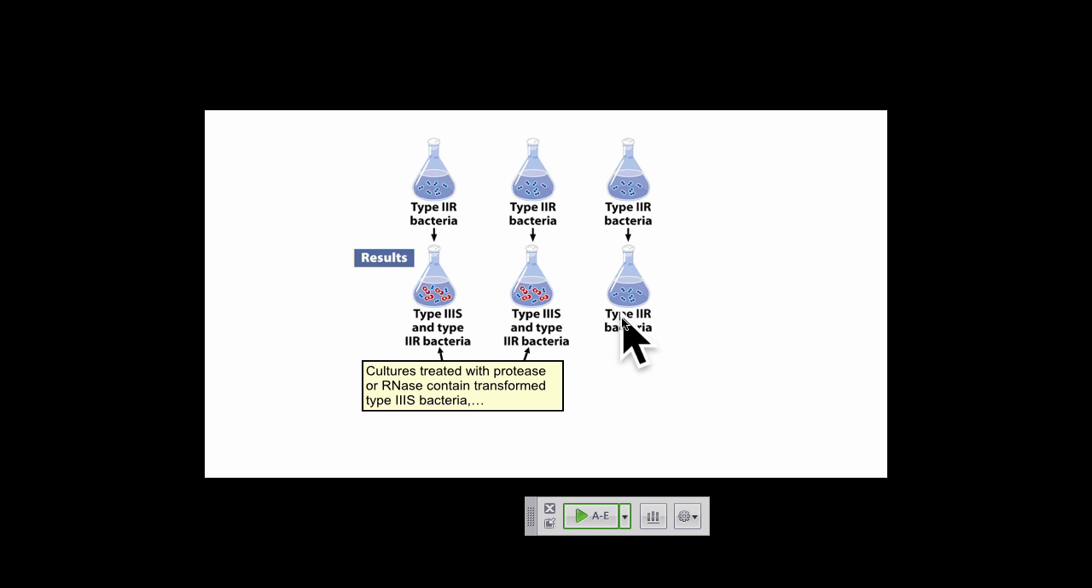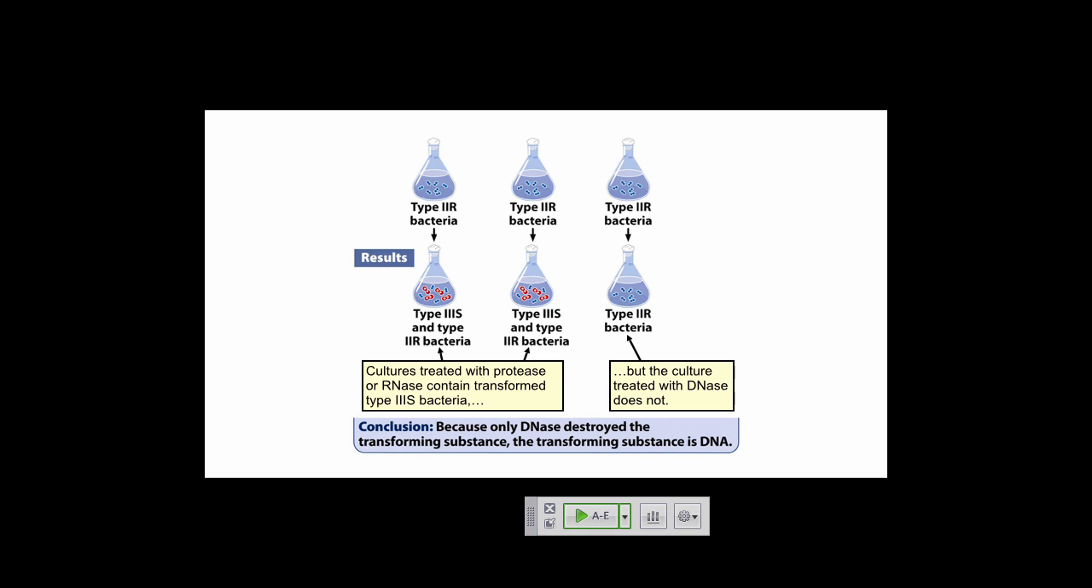These were the samples treated with protease and with RNase. So removing RNA and protein from the sample still gave you the transformation. It was only when you treated the sample with DNase that you lost the transforming activity. So what do you conclude from that?